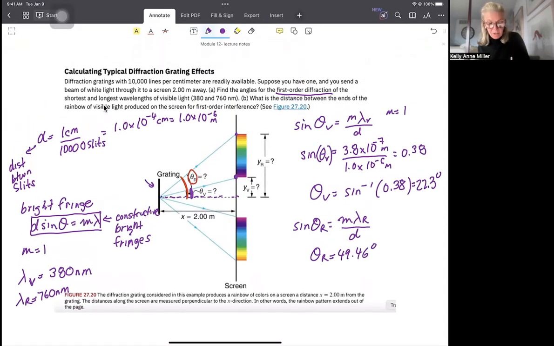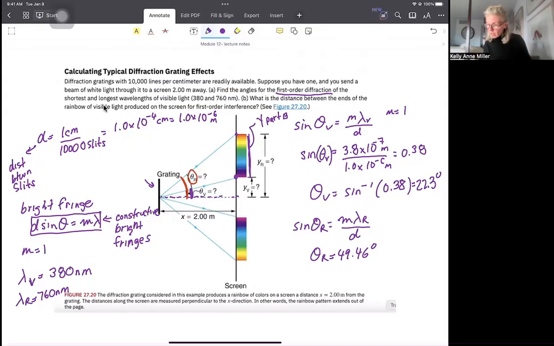Part B asks us, what is the distance between the ends of the rainbow of visible light produced on the screen for the first order interference? So it basically wants to know what is this distance here? Okay, this is part B.